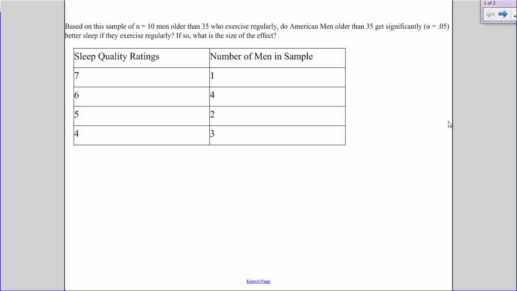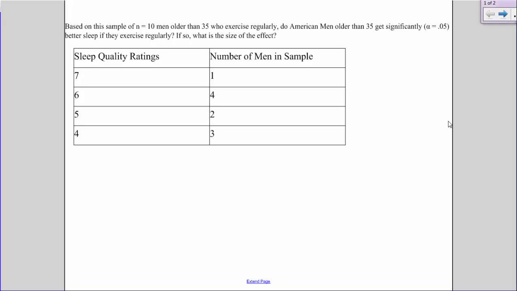So just like the previous example problem, sleep quality ratings were measured on a scale from 1, terrible sleep quality, to 7, the best sleep quality possible. And so we want to see if, based on this sample of only 10, do we think that every man who exercises regularly is going to get better sleep? It's the heart of inferential statistics.